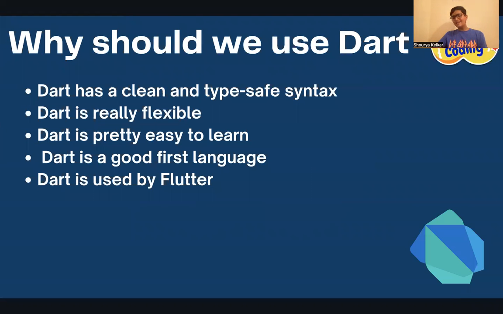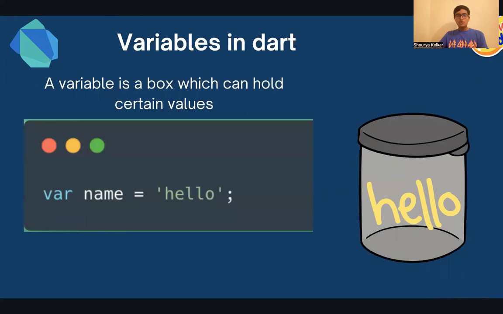Why should we use Dart? Dart has a clean and type-safe syntax, really flexible, that is pretty easy to learn, and a good first language. My interest for learning Dart is that Dart is used by Flutter, and the Flutter toolkit is based on Dart. And if I learn Dart, then I'll be able to make mobile apps on different devices. So that's my interest. So, variables in Dart.